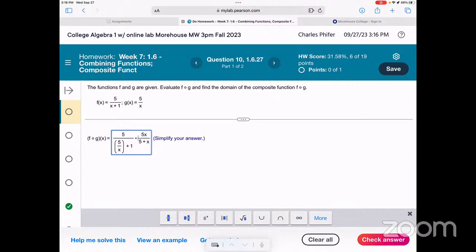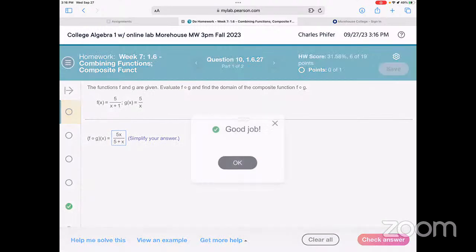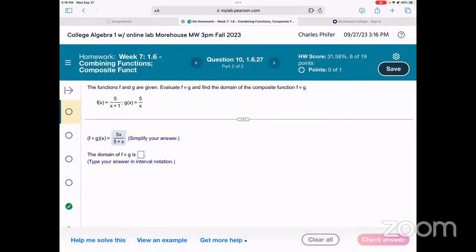I'm going to get rid of these notes, and I'm going to go with this. Okay, and then the domain. Oh yeah, I am definitely slowing down.